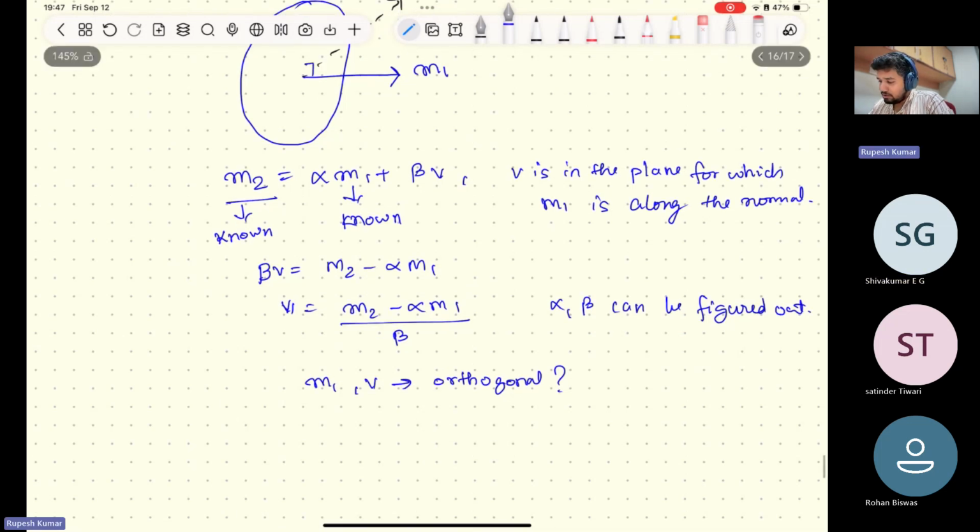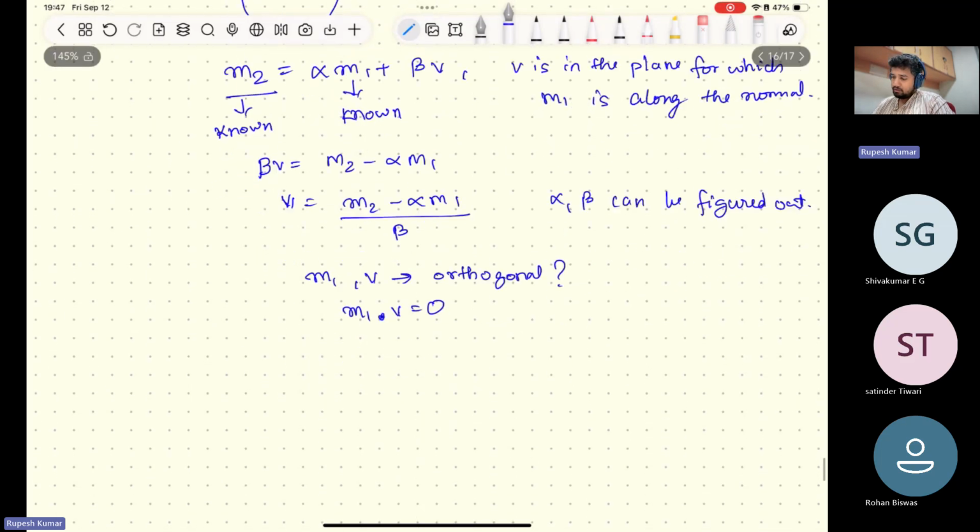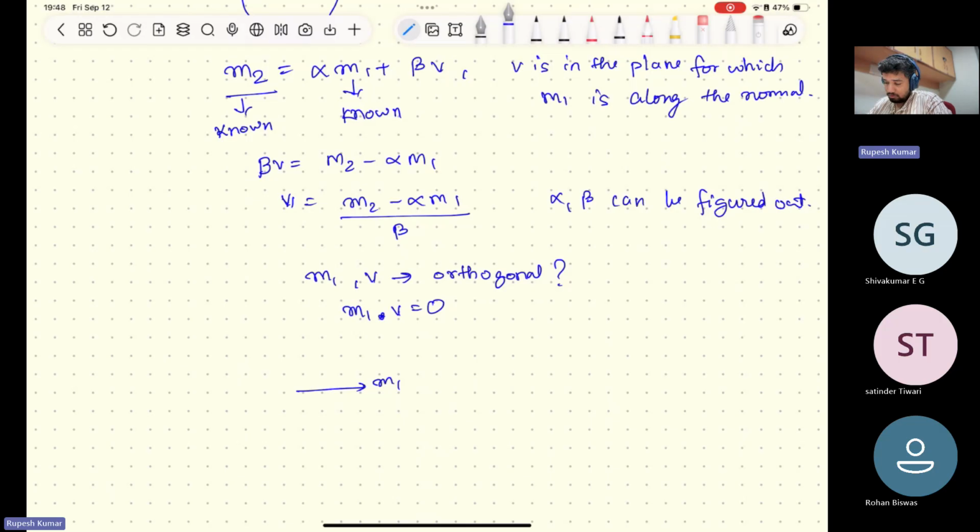Great, right? So you can say m1 dot v equals 0. Now let's take these two vectors, m1 and the orthogonal vector v, and think of the space that is orthogonal to these two vectors. In the 3D space, you only get one direction which is perpendicular to both of these vectors. This is perpendicular to v also, and this is perpendicular to m also, right?